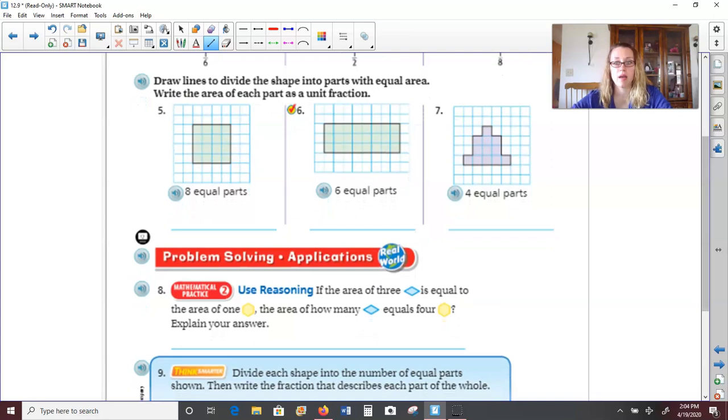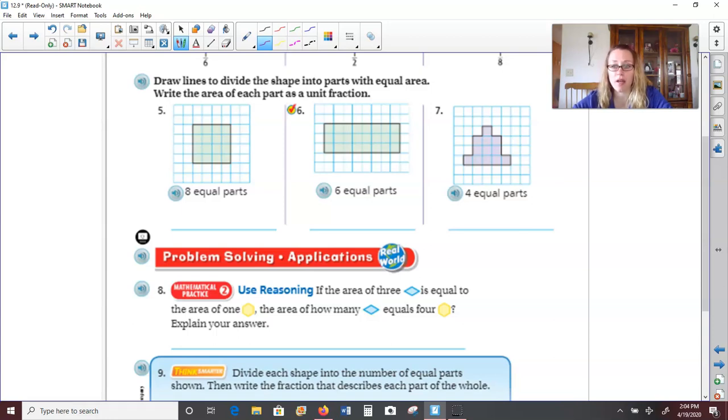Moving along, number 5, 6, and 7, they want us to draw lines to divide the shape into equal parts that have the same area, and then to write the area of each part as a unit fraction. So we are doing just what we did up top, only they're not giving us the unit fraction. We have to write that ourselves. So on number 5, we need 8 equal parts. So that means we need to take this square and split it into 8 equal shapes.